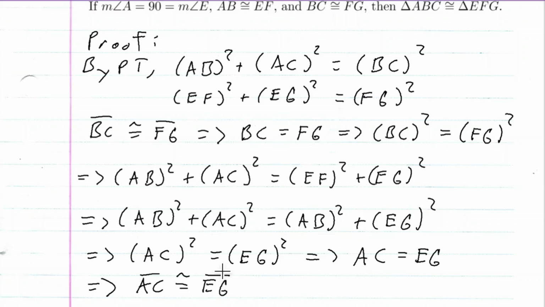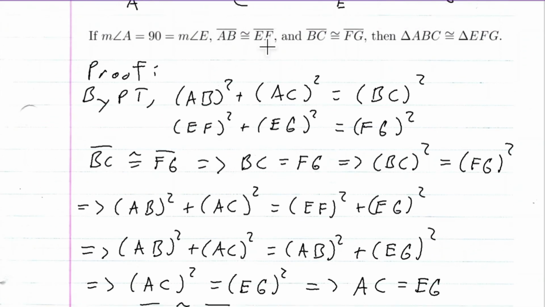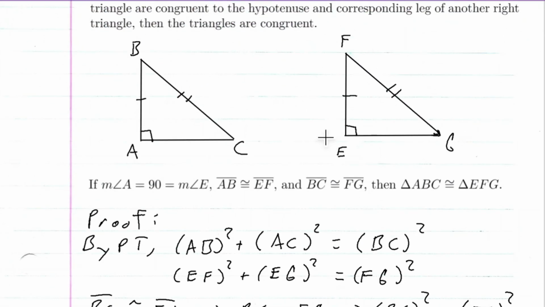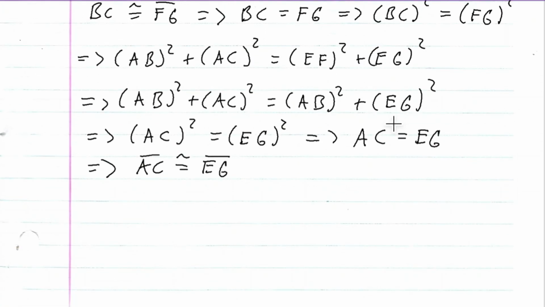Now, I have AB, so this is what I have. I have AB is congruent to EF, right? I have BC is congruent to FG, and I have AC is congruent to EG. So that means by the side-side-side congruency postulate that these two triangles are congruent. So let's go ahead and write that up here.